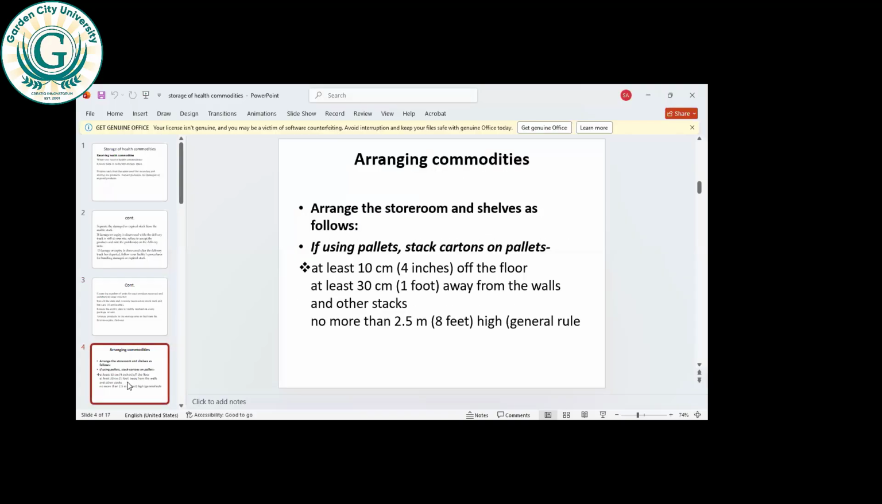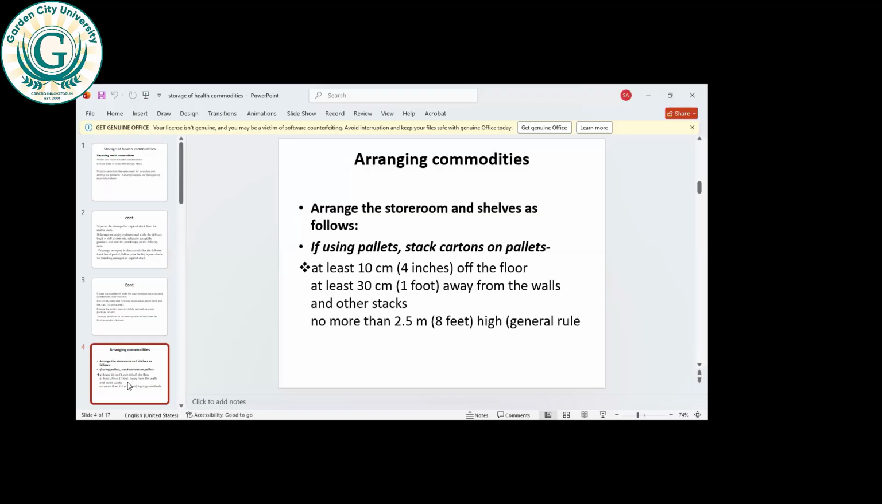Before we go to arranging commodities, I would like to find out if you have any question or contribution with regards to what we've done before I proceed. Okay, so without any question, let's go to arranging commodities.